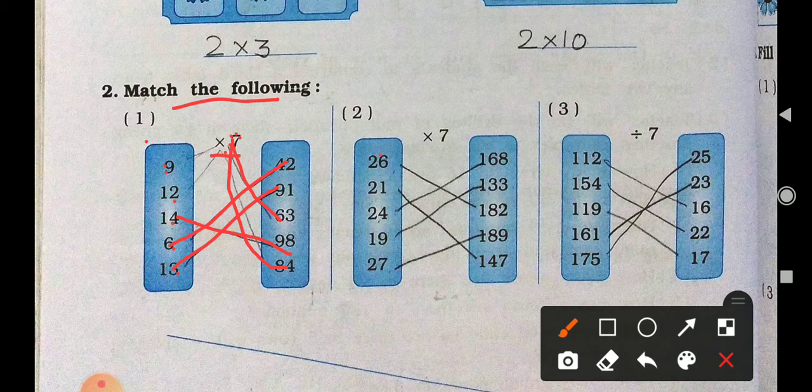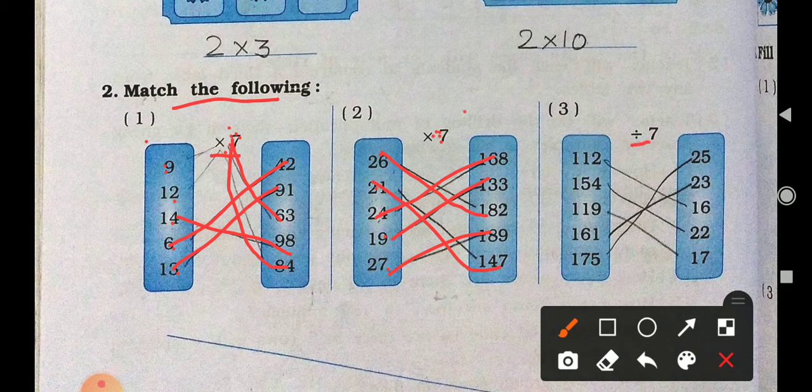Here 26 multiply with 7, 182. 21 multiply with 7, 147. 24 multiply with 7, 168. 19 multiply with 7, 133. 27 multiply with 7, 189. Third one. Here this 7 is multiplying.